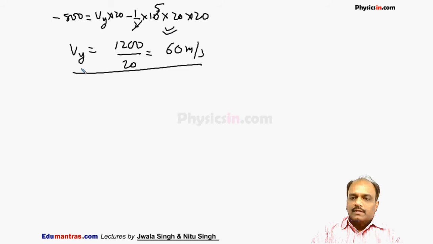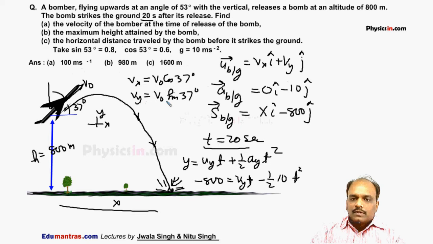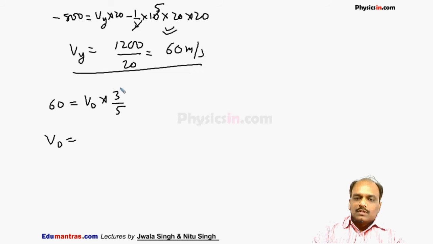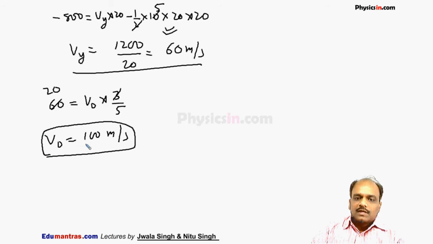Now if I know Vy, I can say Vy is also equal to V0 sin 37 degree. So Vy is 60, which is equal to V0 sin 37, which is 3 by 5. So V0 comes out to be 100 meter per second. So the speed of the bomber at the instant is 100 meter per second. This is our first answer.